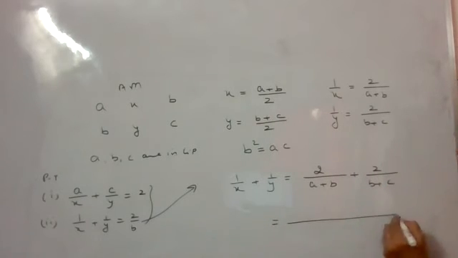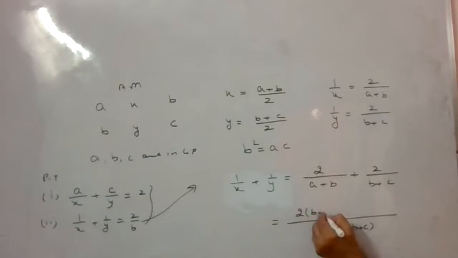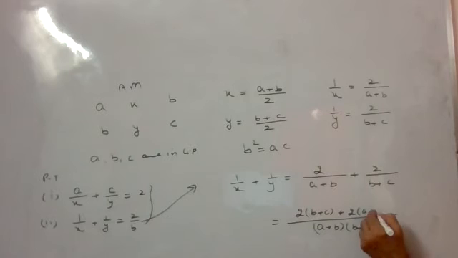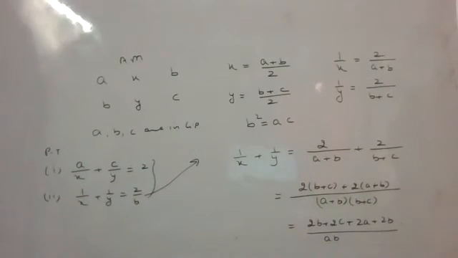And now we will take the LCM here. It will be A plus B into B plus C. Then it will come twice of B plus C plus twice of A plus B. Now when you solve it, what will it come? 2B plus 2C plus 2A plus 2B. And in the denominator we have AB plus AC plus B square plus BC.